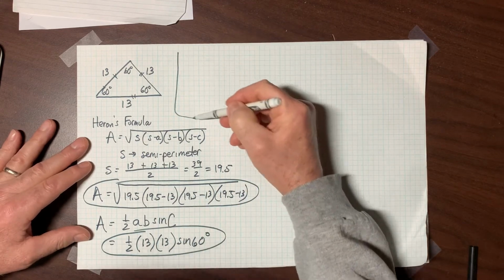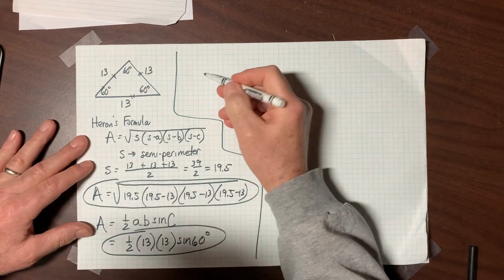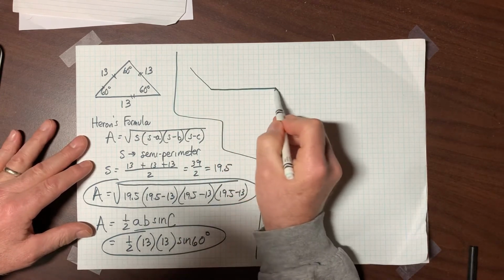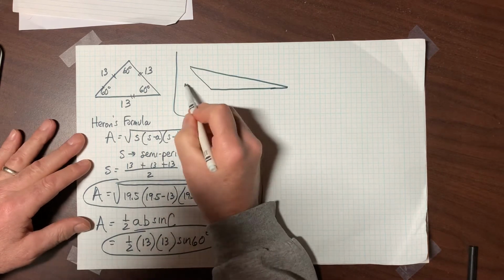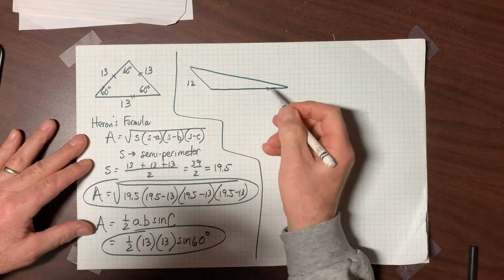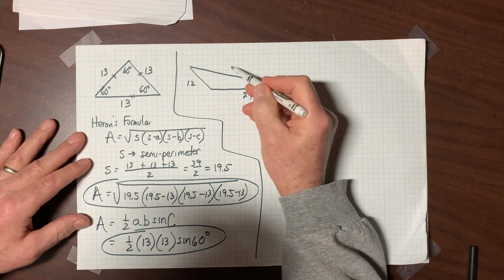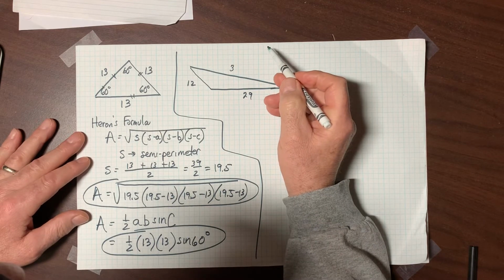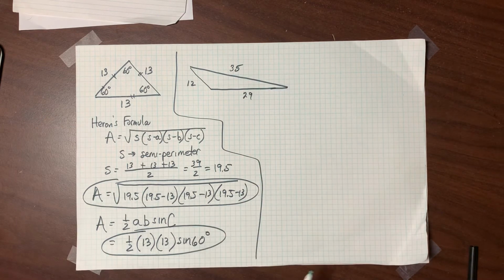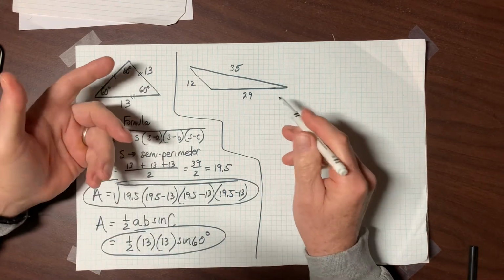But let's suppose that we have a triangle in which the sides are all different lengths. This looks like it's about 12 units long to me, and this looks like it's about 29 units long. And let's suppose this is 30, let's see, 29 and 11 is 40. Let's go 35. There we go. And we want to find the area. This is definitely a Heron's law problem.